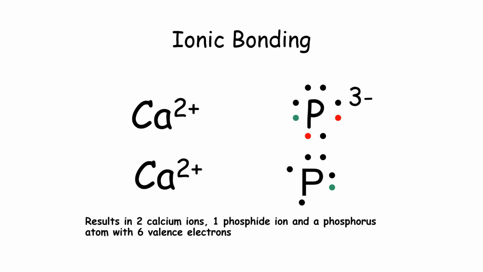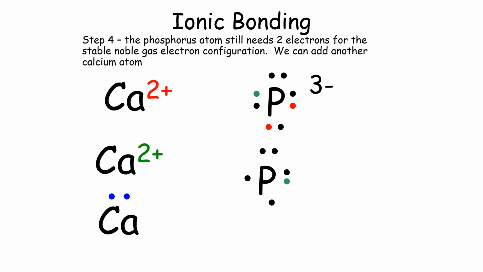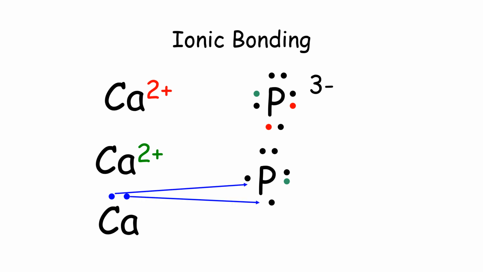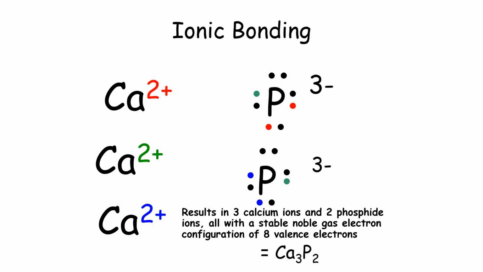So what can we do now? Well, we can go ahead and bring in another calcium. Now this calcium is going to go ahead and donate both of its electrons to phosphorus as well. And now that phosphorus is going to be complete. The calcium is also going to become an ion. And here we now finally have everything complete. Like the calciums are stable and the phosphorus is also stable.